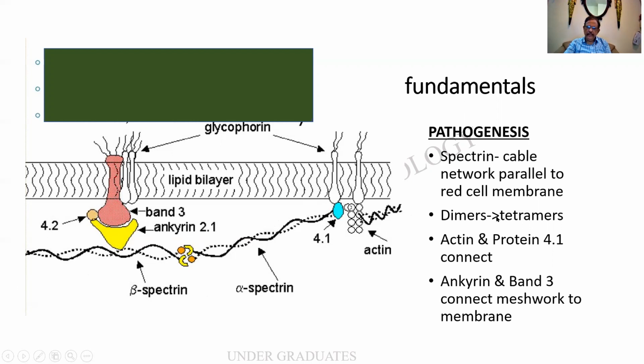And you find that there can be dimers and tetramers. Two of them are dimers, and plus another two, they form the tetramers. Actin and protein 4-1 connect them. So this is actin over here, and this is protein 4-1. These connect them. And also you find that there is ankyrin and band 3. Ankyrin is over here, and band 3. These happen to be a vertical connection between the red cell membrane and the spectrin.